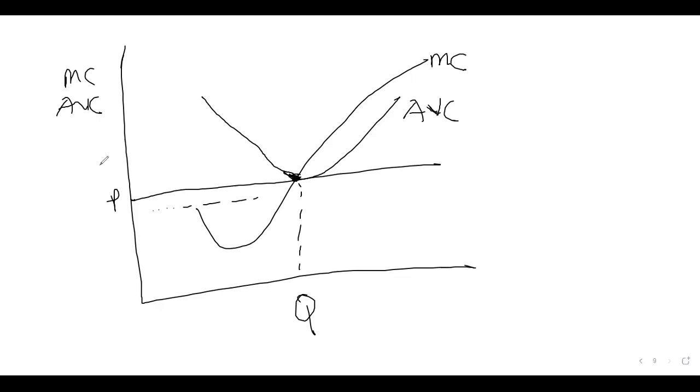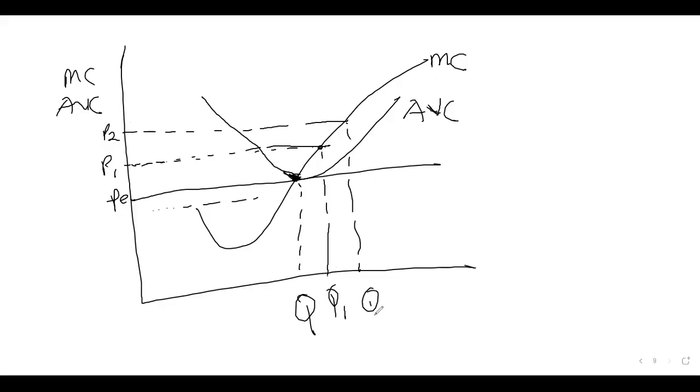Okay. Now it means that if I set prices at P1 and I trace it to the marginal cost, because at equilibrium, price should be equal to marginal cost. Remember that. So if I set a price of P1 and it will hit the marginal cost curve, I'll get quantity Q1. If I set a price of P2 to hit the marginal cost curve, I'll get Q2 here. If I set a price of P3 to hit the marginal cost, because at equilibrium, price is equal to marginal cost, I'll get Q3 here.